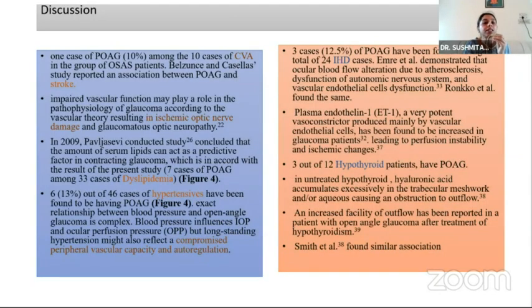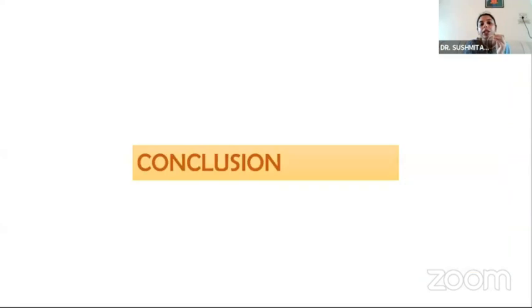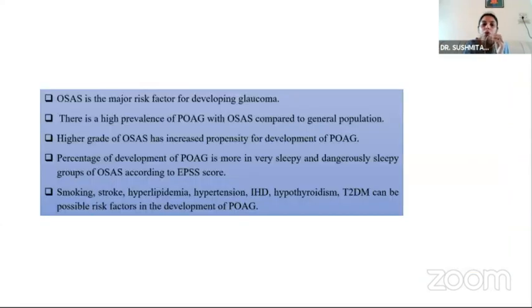Other important risk factors that we found to increase POAG were CVA, stroke, which caused ischemic changes to the optic disc. Dyslipidemia and hypertensive changes caused a compromised peripheral vascular capacity and damaged autoregulation. And hypothyroid patients were also at an increased risk to develop POAG because of the hyaluronic acid deposition in the trabecular network. So when we treat hypothyroidism, it is also found that the incidence of POAG or the IOP subsequently lowers after treatment. So to conclude, OSA is a major risk factor for developing glaucoma.